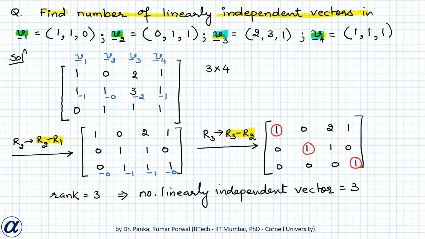And the columns containing pivot elements are called pivot columns, and the pivot columns are the linearly independent columns of the matrix, and the vectors corresponding to the pivot columns are linearly independent vectors. So here I can say that vectors v1, v2 and v4 are the linearly independent vectors.